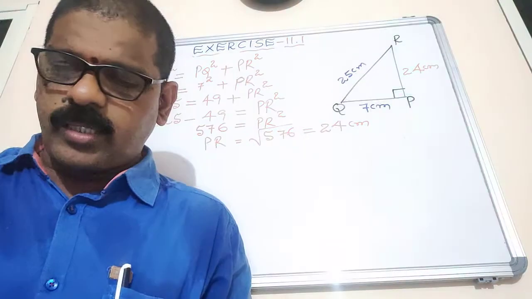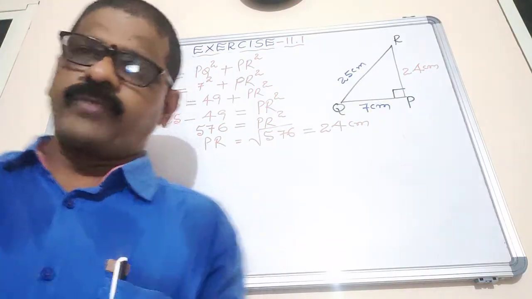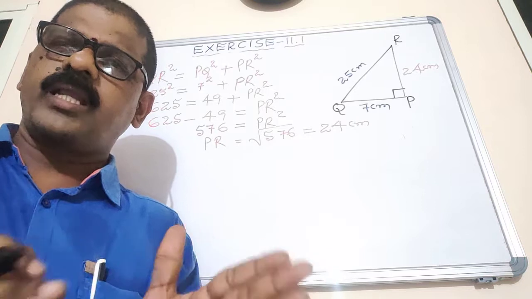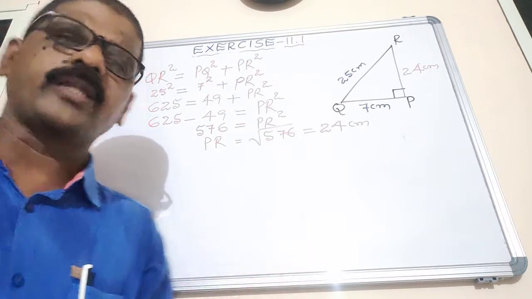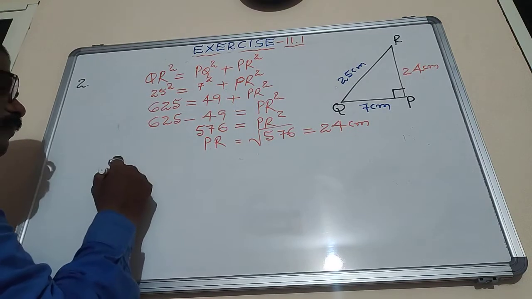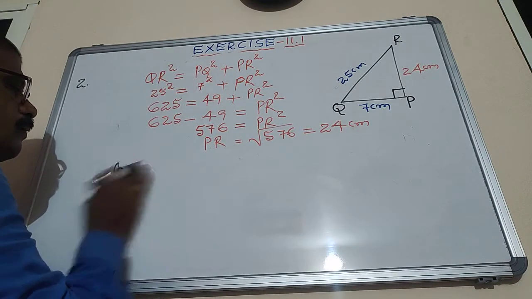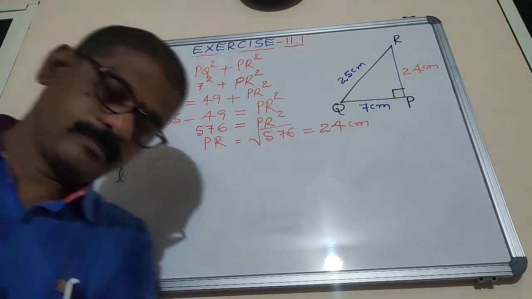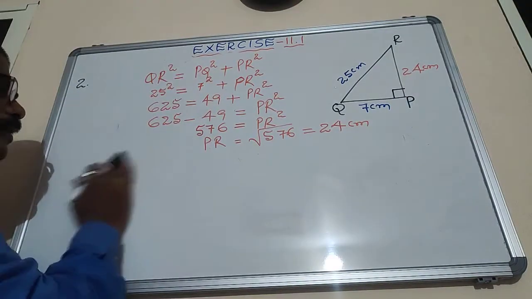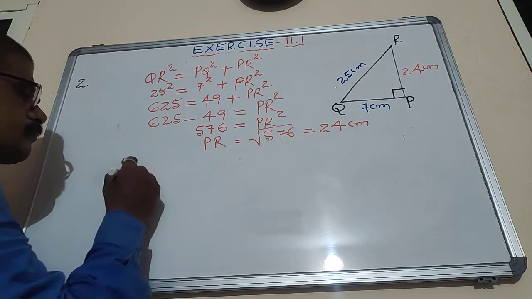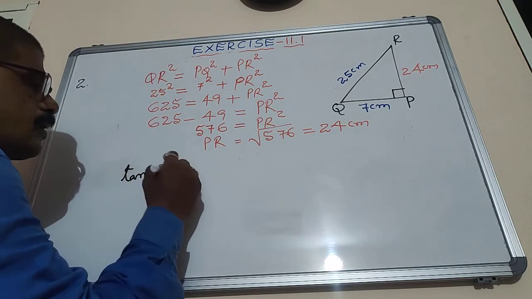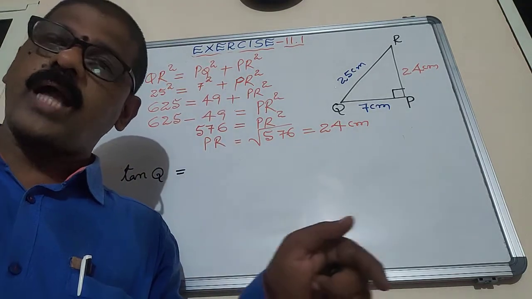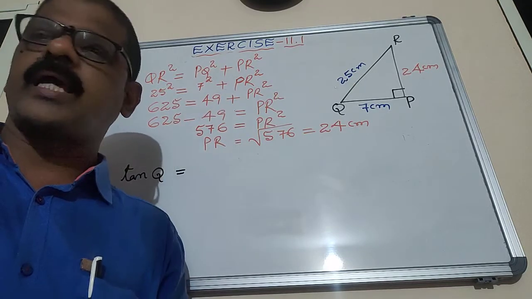Now, according to the given question, you have to find tan Q. First of all, tan Q. After that, tan R. So, after that, tan Q minus tan R. That's very simple. First of all, you have to find tan Q. So, what is the definition of tan Q? Opposite side to angle Q whole by adjacent side to angle Q.